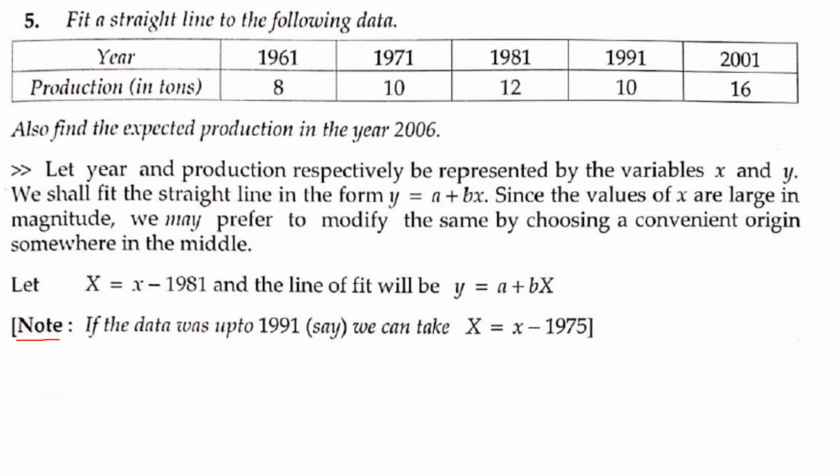Now note what they are saying. If the data was up to 1991 only, suppose this observation is not there in the problem, then how do we select the middle value? We select the middle value somewhere around here, that is 1975 we can take as a middle value of 1971 and 1981. You can take the average also, or take an approximate integral number.